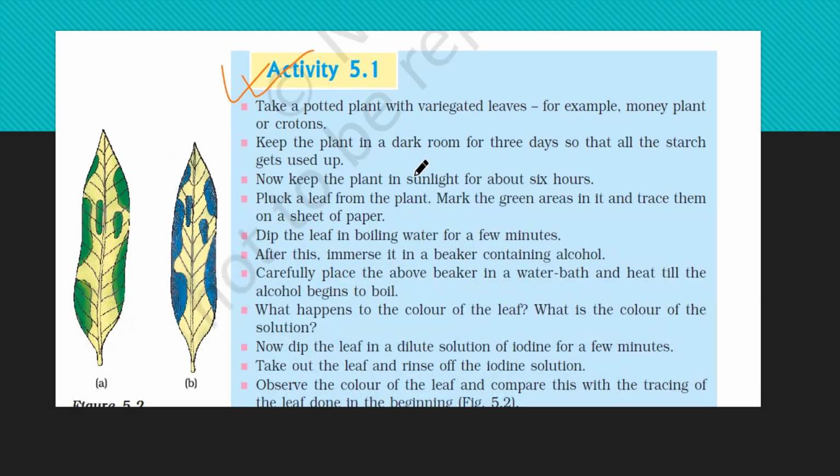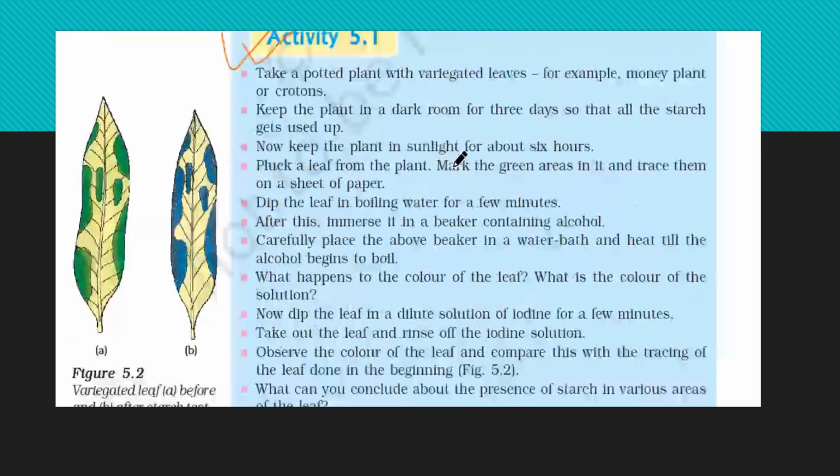So let's take this activity 5.1 now. Take a potted plant with variegated leaves. So what are variegated leaves here? They are actually leaves which are not fully green, so there might be some other colors. So they are spotted leaves, right? They are mainly like money plants or crotons, so they are not fully green.